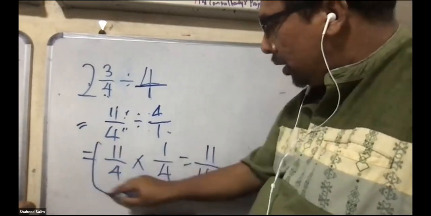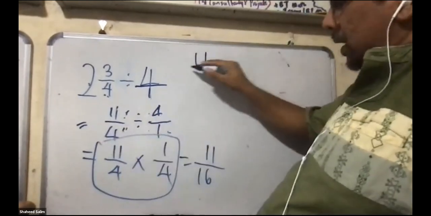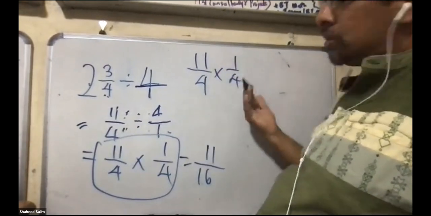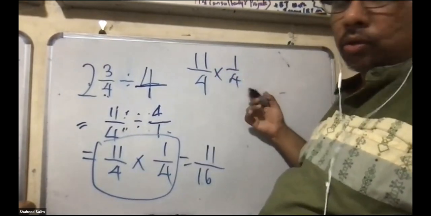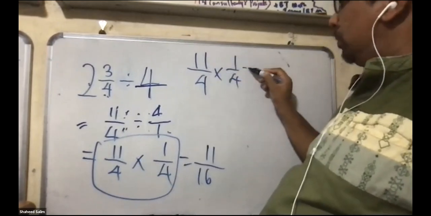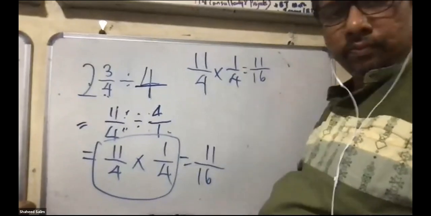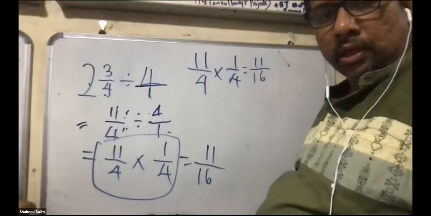So 1 over 4 down here, I'm going to write it big. 11 over 4 times 1 over 4. You cannot reduce any of them. So what you do, top times top, bottom times bottom. 11 times 1, 11. 4 times 4, 16.